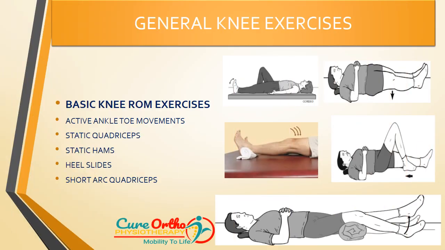Few general knee exercises include basic knee range of motion exercises like active ankle toe movement, static quadriceps, pressing the knee downwards, and stretching the hamstring: put a towel roll under your heel, pull the ankle towards your face and press your knee downwards. Heel slide exercises: bending your knee and straightening your knee. Short quadriceps with the towel roll, you are supposed to lift up your leg. Make sure your knee stays on the towel roll.